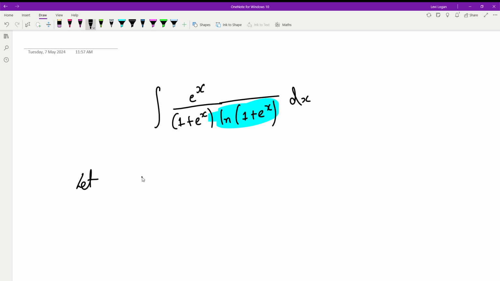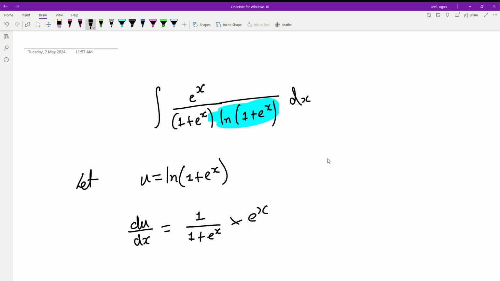So if you let u equal natural log of 1 plus e to the x. If you differentiate this, there's going to be a chain rule. So it's going to be du dx. If you differentiate the outside function, it's going to be 1 over this inside function. Then you have to times it by the differential of the inside function. So the differential would be 0 plus e to the x, so it'd just be e to the x. So what you get is du dx equals e to the x on 1 plus e to the x, okay?